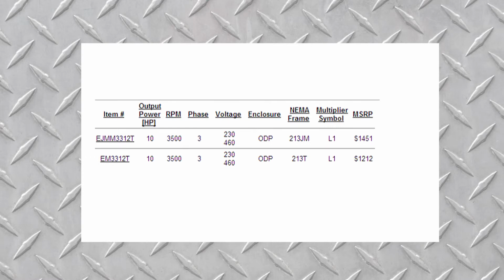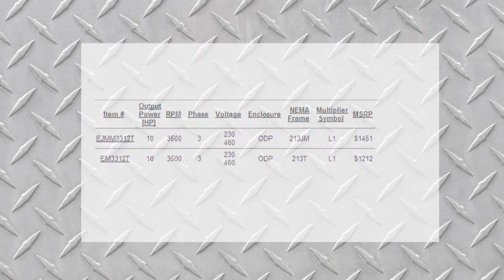We can see from a motor catalog the listing of two motors. The first is a premium efficient motor, and the other is an EPAC motor, one of the minimum efficiency motors set by the 1997 Energy Policy Act. For a 10 horsepower motor, the premium motor costs $1,451, while the EPAC costs only $1,212. So that's $239 to get the premium motor, meaning you pay about a 20% premium for the high efficiency motor.